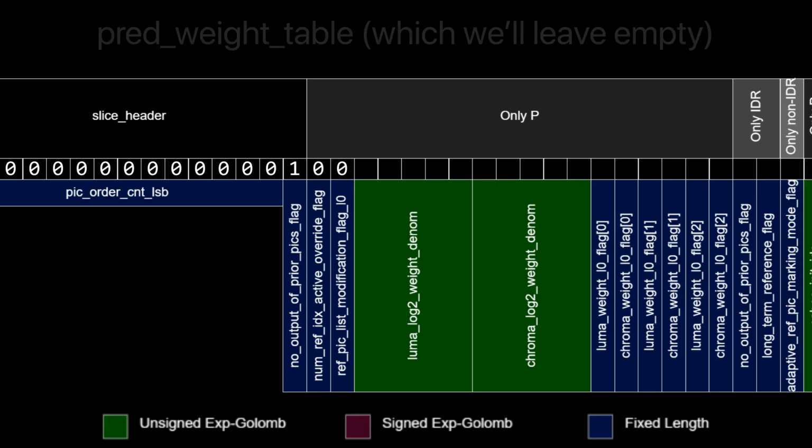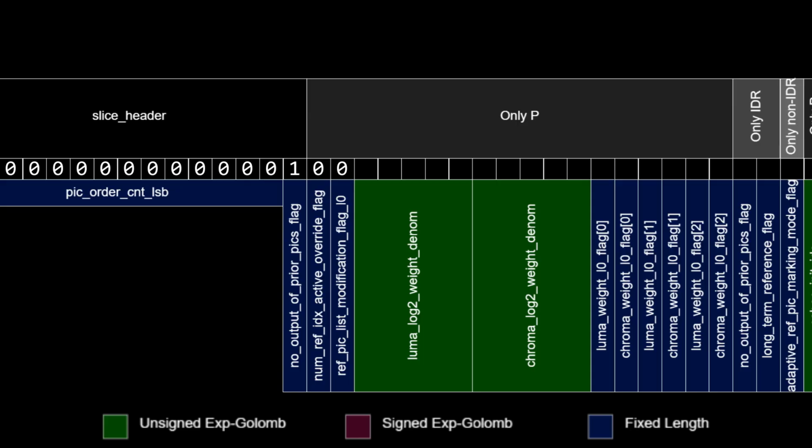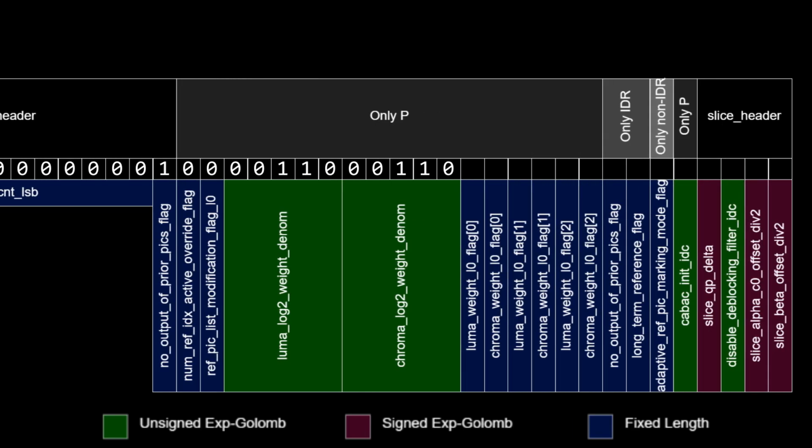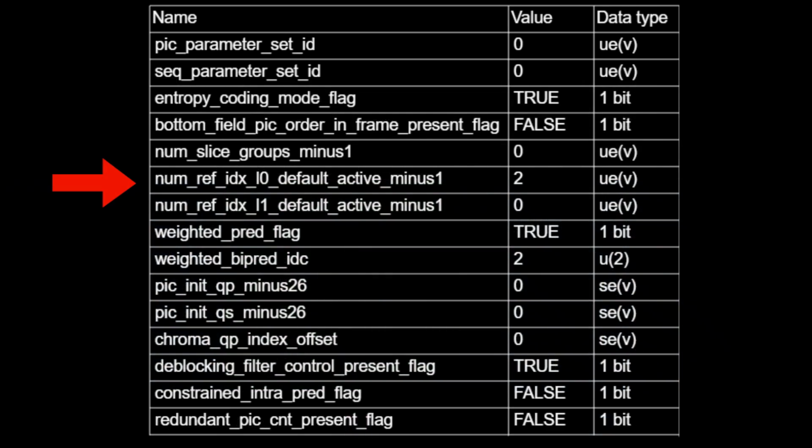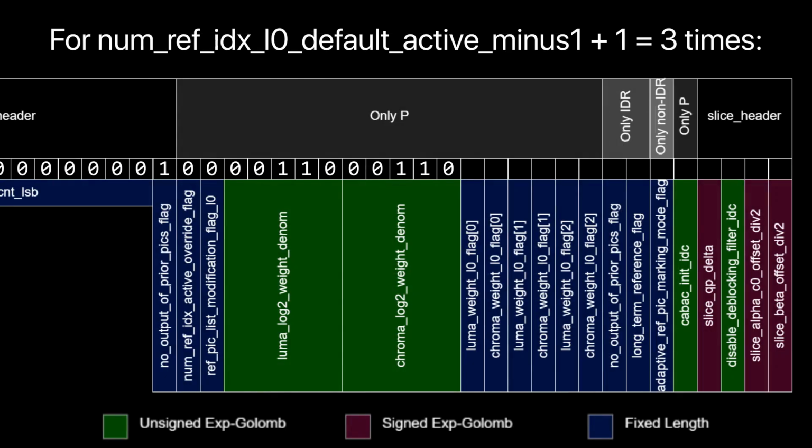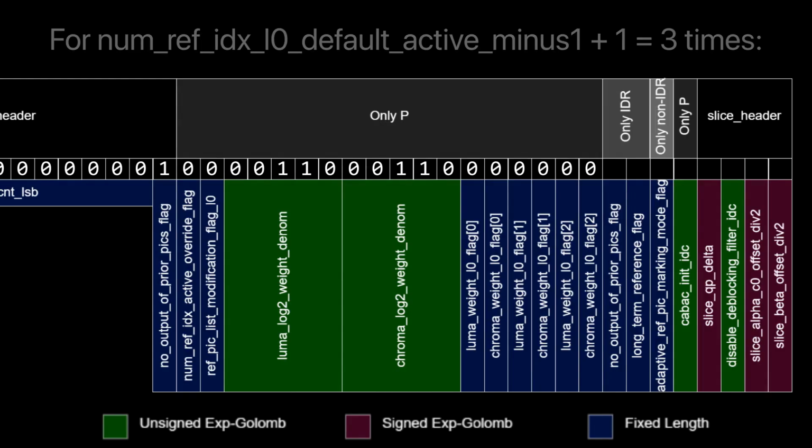Then, encode our prediction weight table. First is the Luma log2 weight denominator. This determines the Luma weight position. We'll set it to 5. Next is the Chroma log2 weight denominator, which determines the Chroma weight position, and we'll also set it to 5. After, coming from our PPS, for num-ref-idx L0 default active minus 1 plus 1 times, encode 2 zeros indicating that Luma and Chroma weights aren't modified.